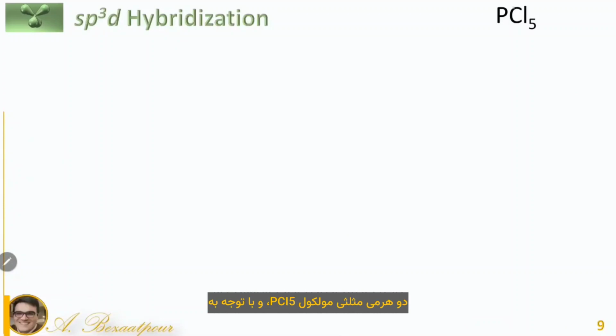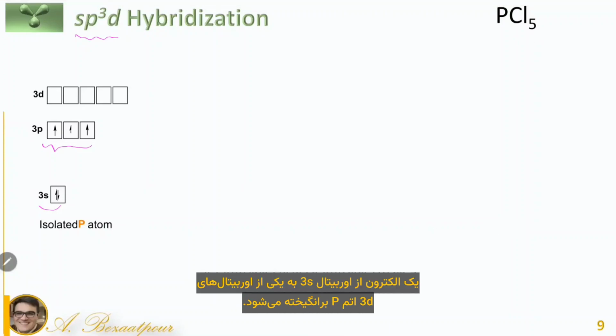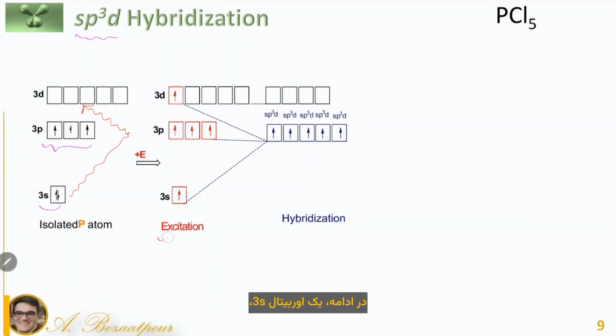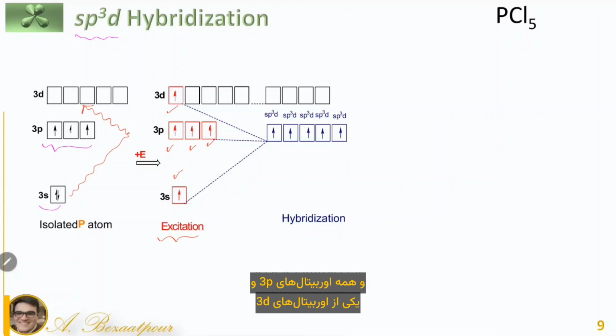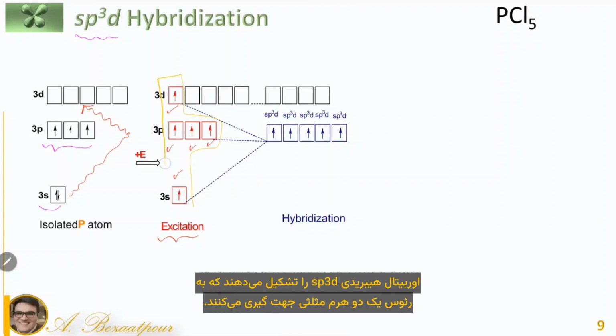Let's rationalize the trigonal bipyramid shape of the PCl5 molecule. Regarding the electronic configuration of the isolated phosphorus atom, it is clear that to form PCl5, one electron of the 3s orbital is excited to one of the 3d orbitals of the phosphorus atom, and in the following, one 3s orbital, all 3p orbitals, and one of the d orbitals of the phosphorus atom mix together and form 5 sp3d hybrid orbitals which point to the vertices of the trigonal bipyramid.